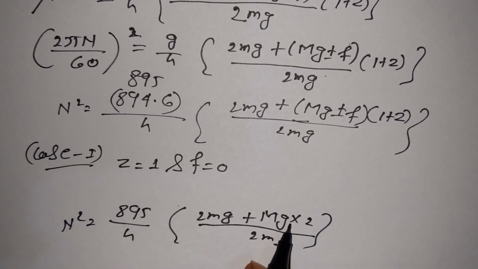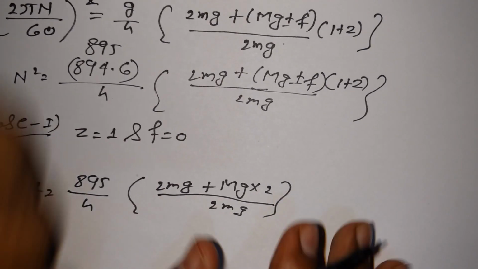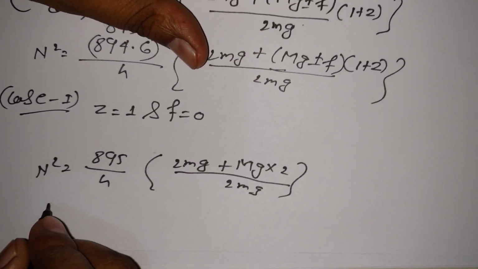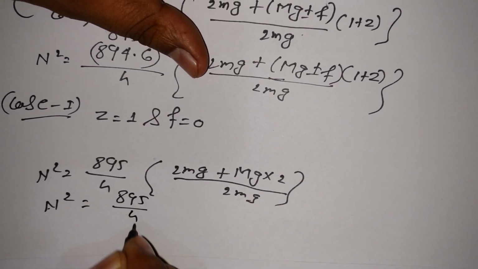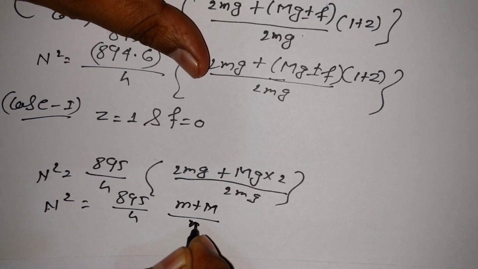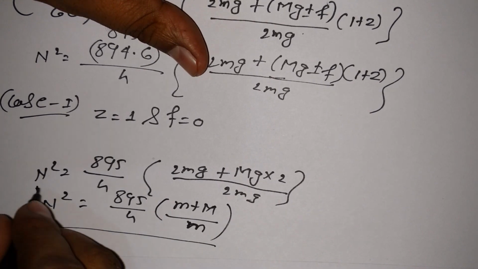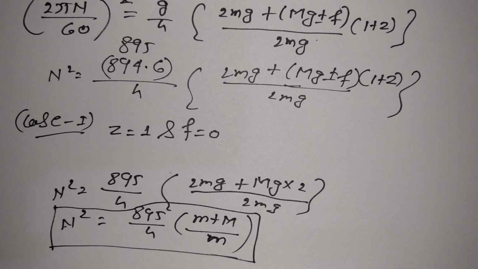What will happen? We can take 2g common from the above two values, right? So what will we get here? n square is equal to 895 upon h, small m plus capital M by small m. This is how you can find it, and we can derive the equation for the Porter governor. This is not that simple, but if you watch this video carefully, then you can easily derive it.